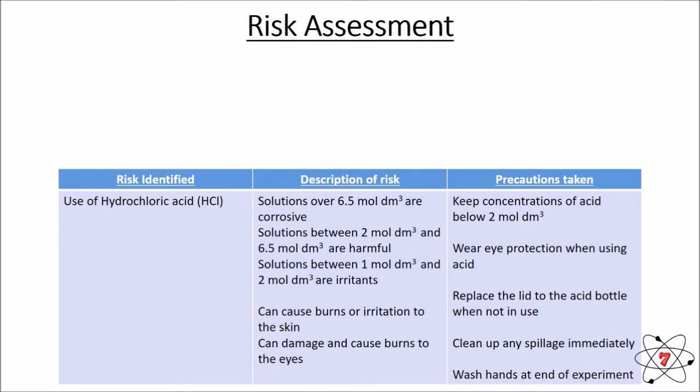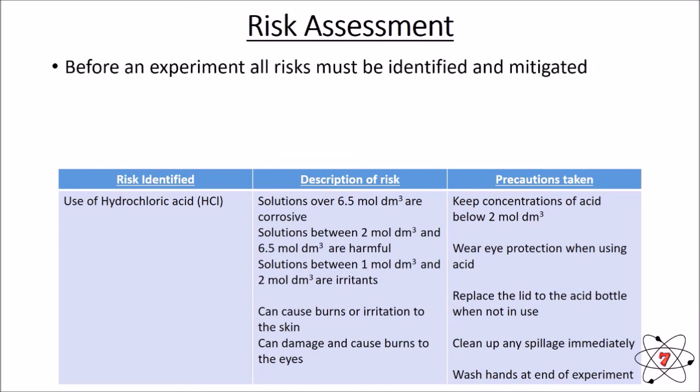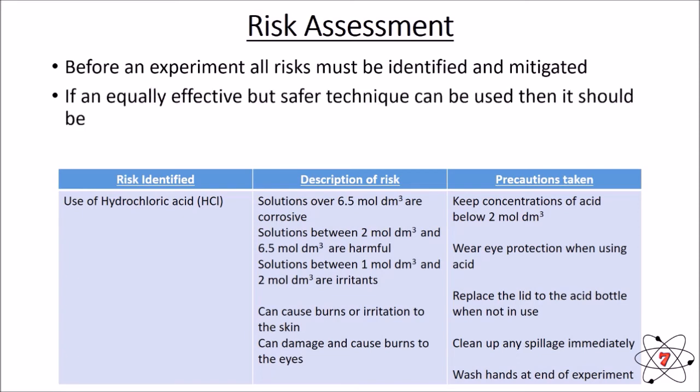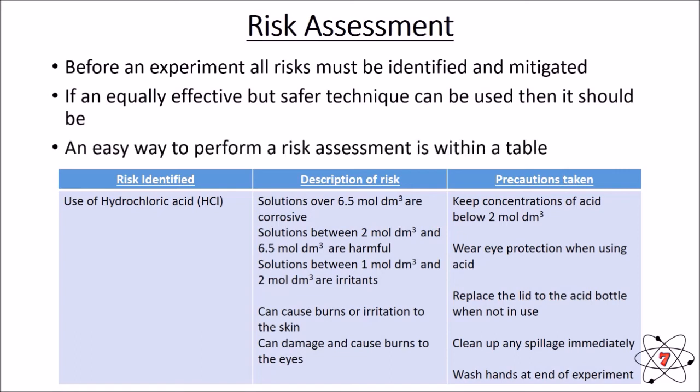Every experiment needs a risk assessment. This means before you start, any risk is identified and mitigated. Mitigated basically means reduced. If there are 2 techniques but one is safer, you should always use the safer technique. And an easy way to perform a risk assessment is to put it in a table.